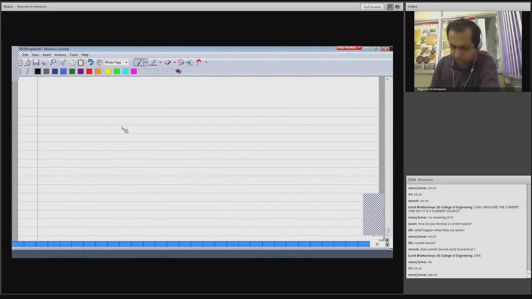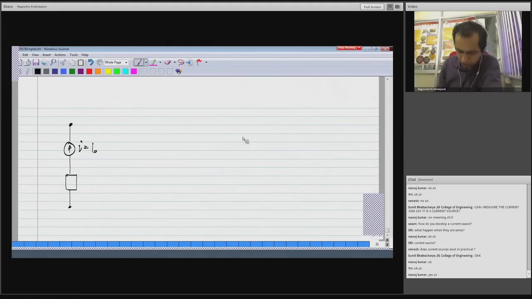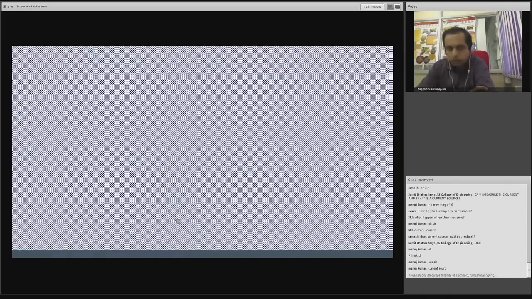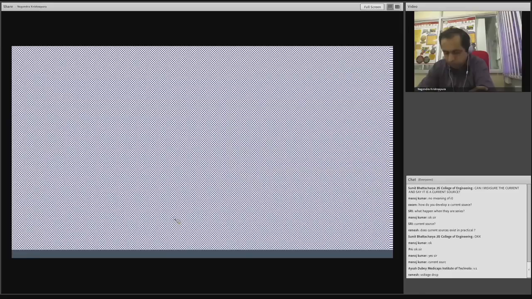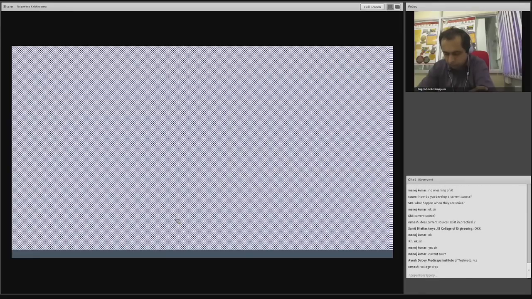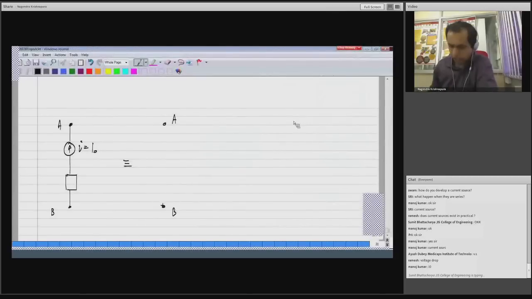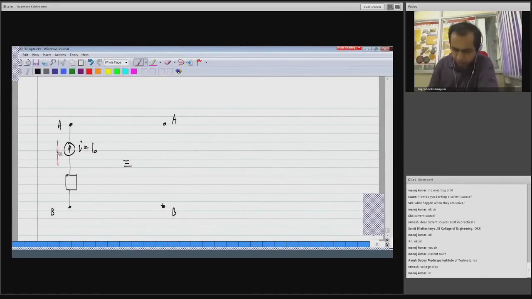Now the counterpart of this is a current source in series with some element. What is this equivalent to? I think all of you should be able to answer this pretty quickly now. When I say equivalent to, I mean between terminals A and B. Again, a few of you have answered.